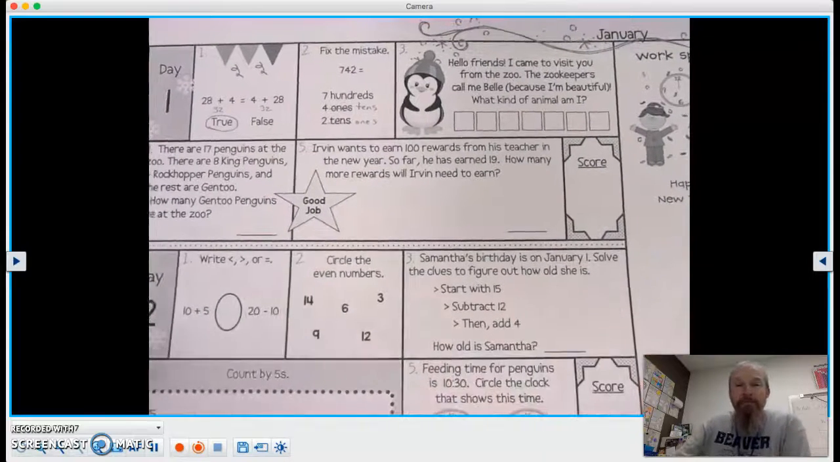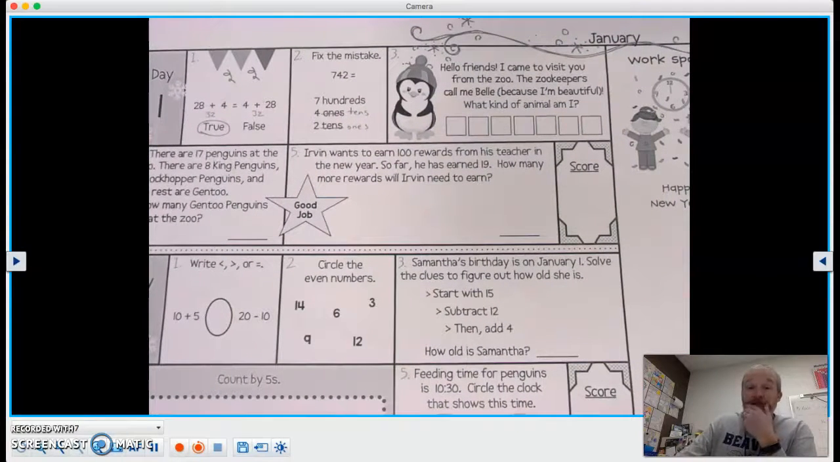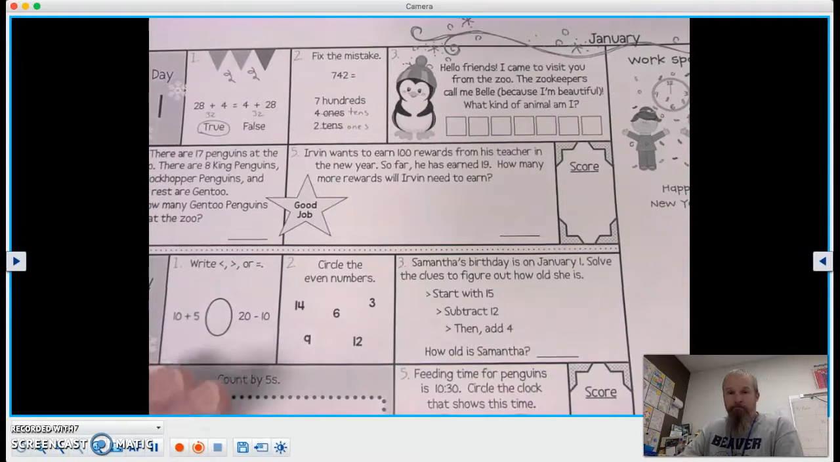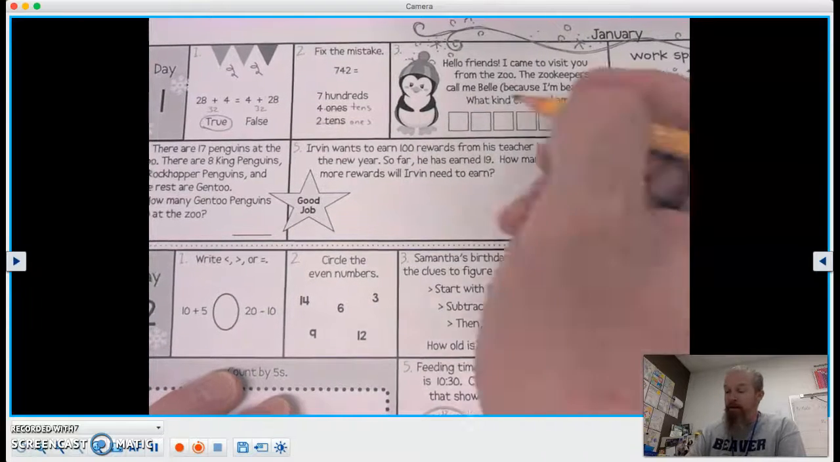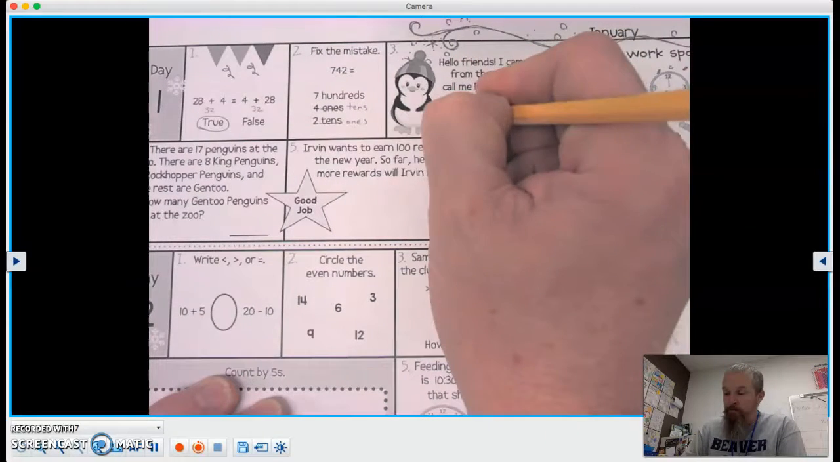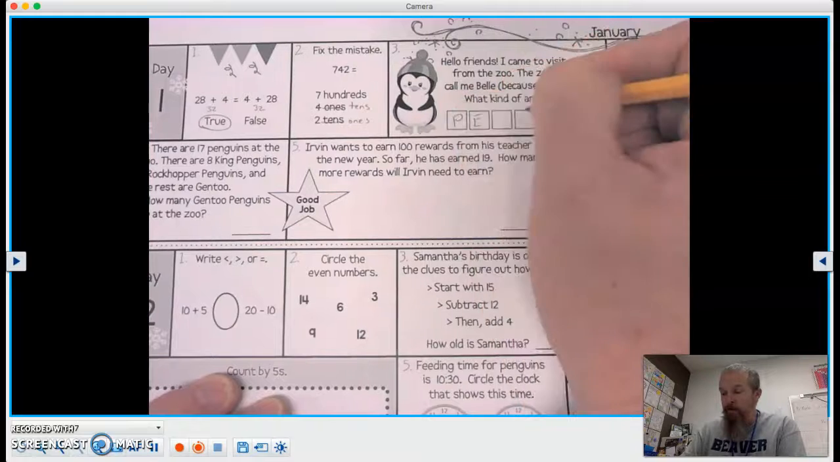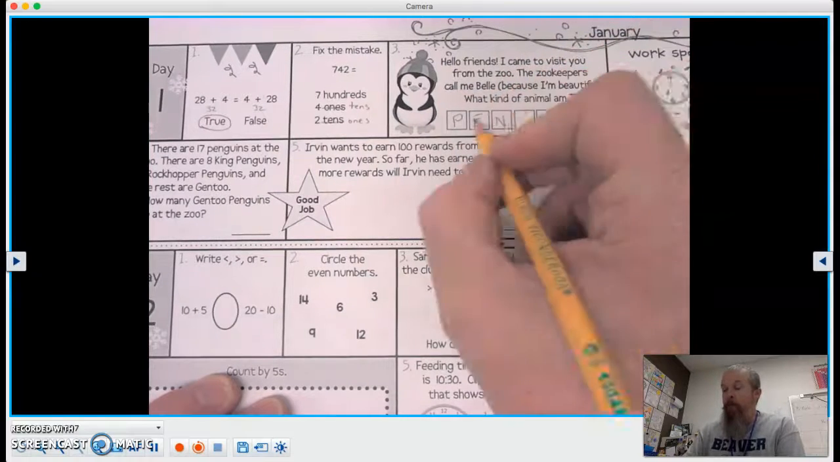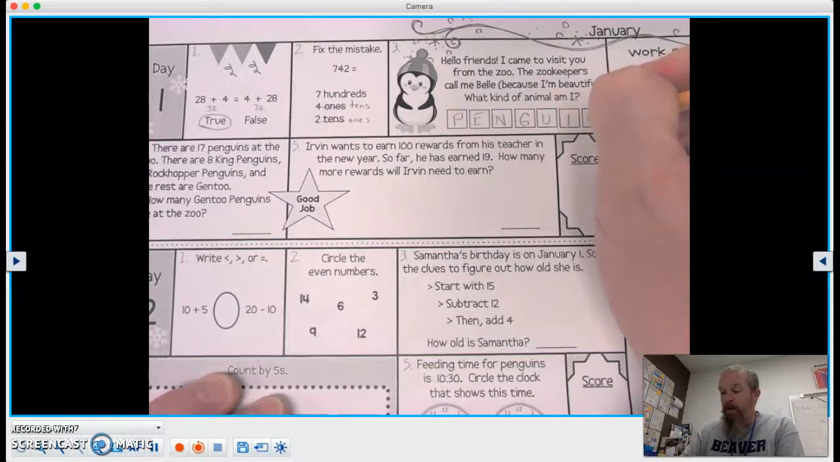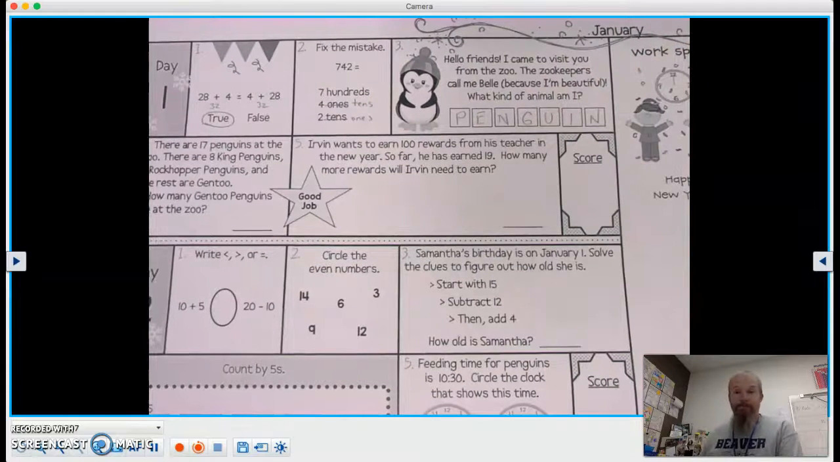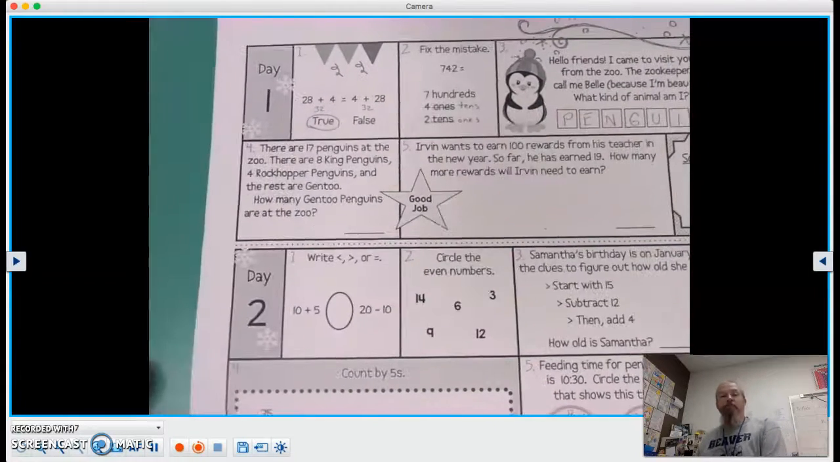Hello, friends. I came to visit you from the zoo. The zookeepers call me Belle because I'm beautiful. What kind of animal am I? Penguin, right? So, P-E-N, penguin. All right.